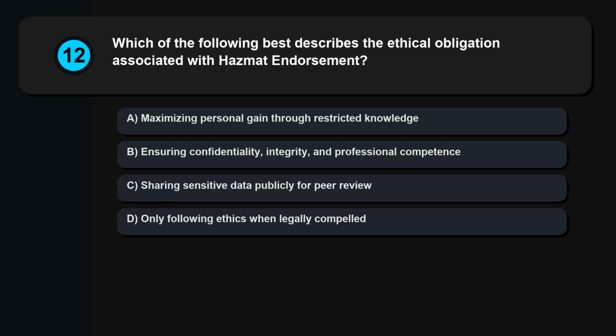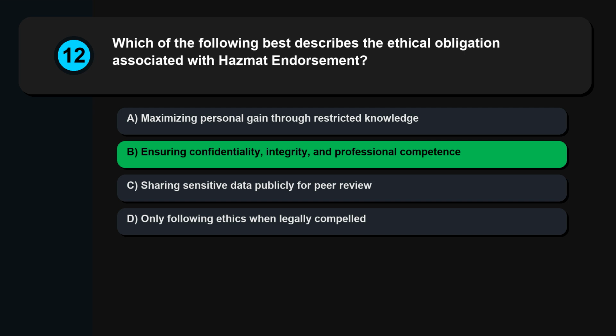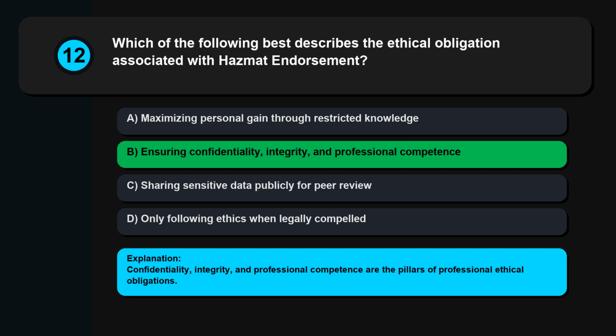Question 12. Which of the following best describes the ethical obligation associated with Hazmat endorsement? Maximizing personal gain through restricted knowledge, ensuring confidentiality, integrity, and professional competence, sharing sensitive data publicly for peer review, only following ethics when legally compelled. Confidentiality, integrity, and professional competence are the pillars of professional ethical obligations.